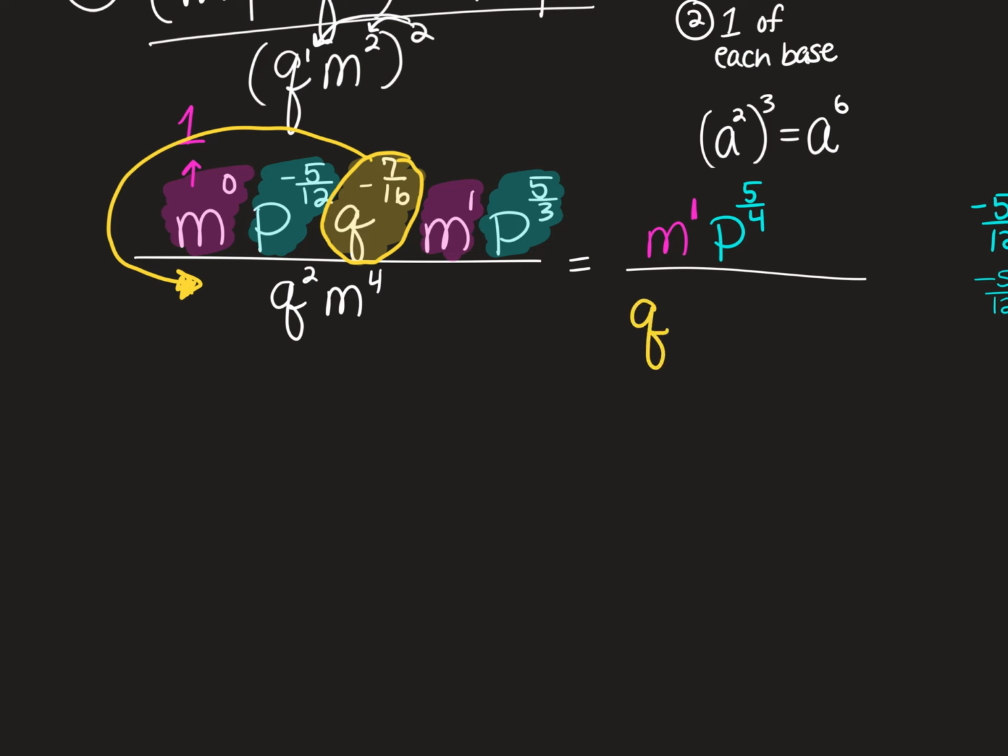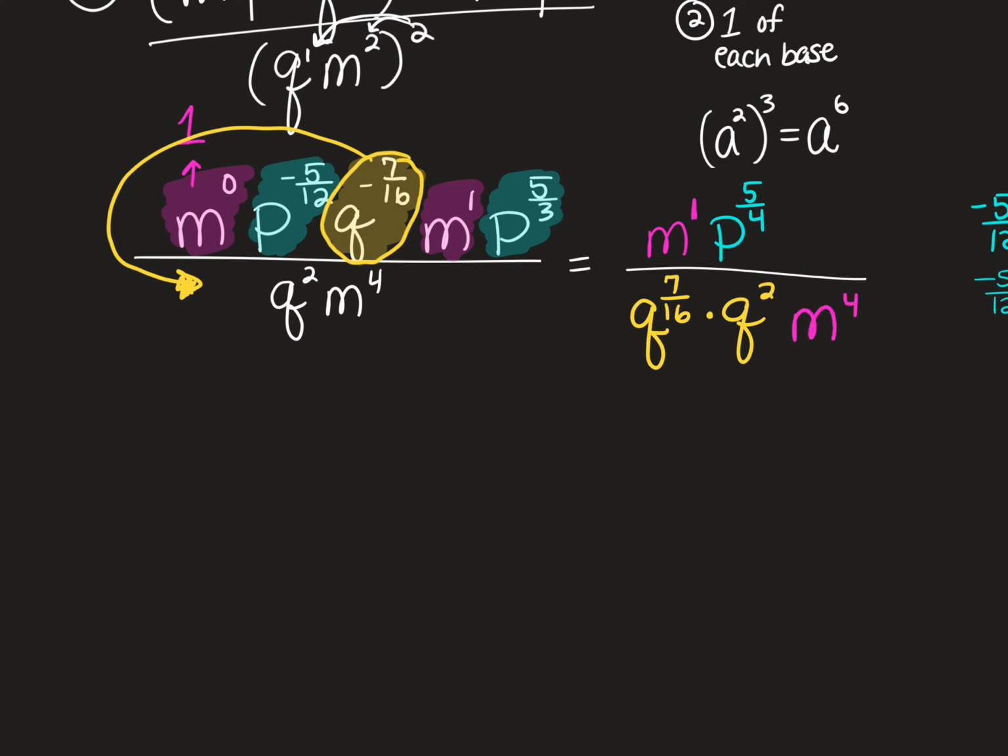So I would have then Q to the 7/16 power, because it's going to be positive once we apply the reciprocal action, times Q to the 2nd times M to the 4th. So we're pretty close here. I guess I should put M in pink since we're doing that for M.